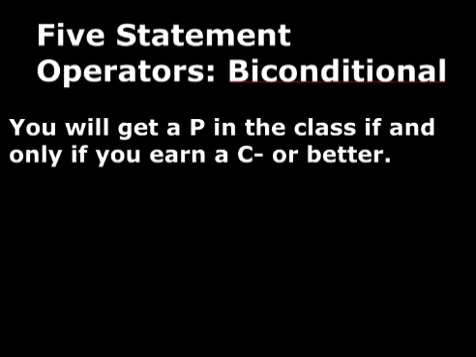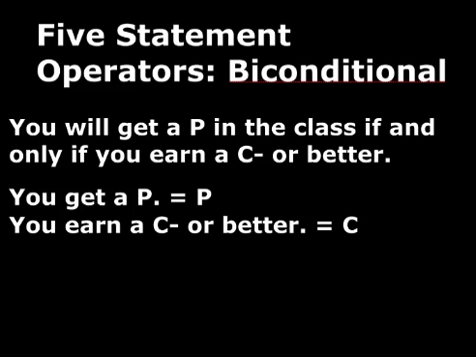So there's a biconditional sentence. We want to translate that into formal notation. Step one, what are the atomic statements, and give each one of them a capital letter. So the atomic statements are, you will get a P. We'll call that P. And the next one is, you earn a C- or better. So we'll call that C. And once we've done that, we're going to translate the biconditional with this triple bar. P if and only if C.